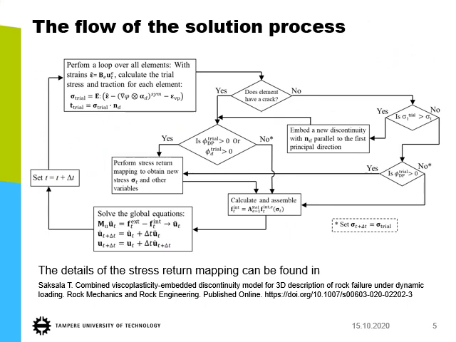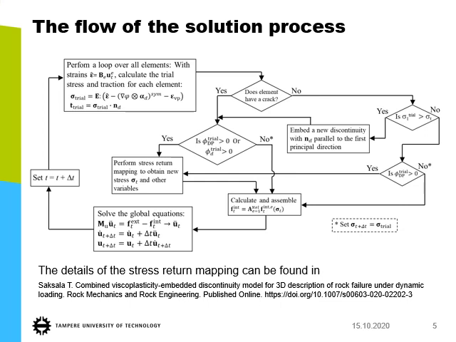We have two models now, the embedded discontinuity model and the viscoplasticity shear model. How do we actually solve the whole problem? The flow of the solution process is defined here in this flow chart. If we start from here, we perform a loop over all the elements with the strains from the global problem. We calculate the trial stresses and traction for each element like this.